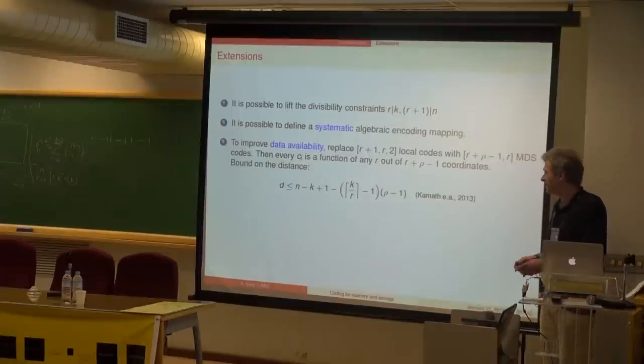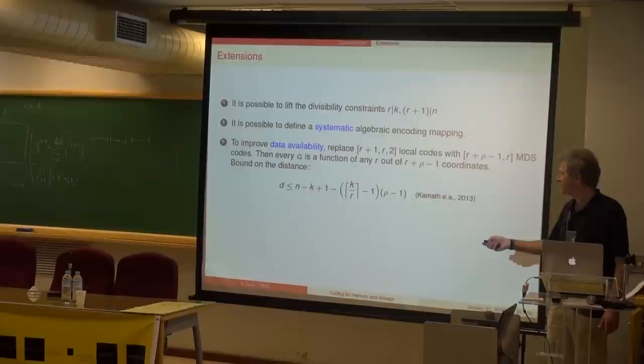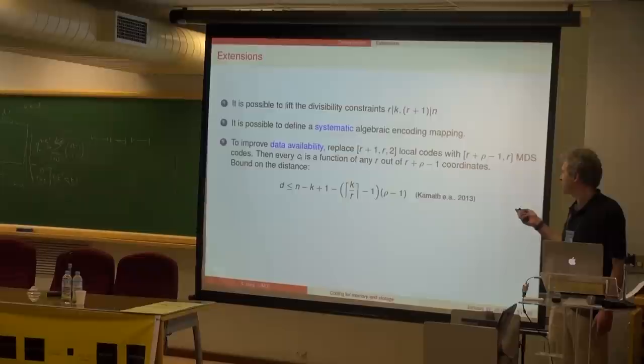And this can be done, and there is a bound, in fact, which is again an extension of the Singleton bound, and if you believe that one, then this is kind of believable. Rho minus 1 is the distance of this MDS code. From 2013.